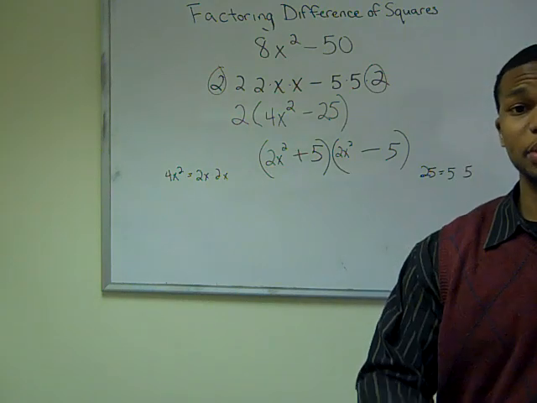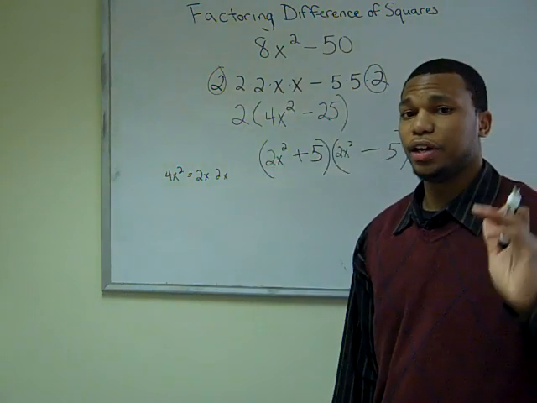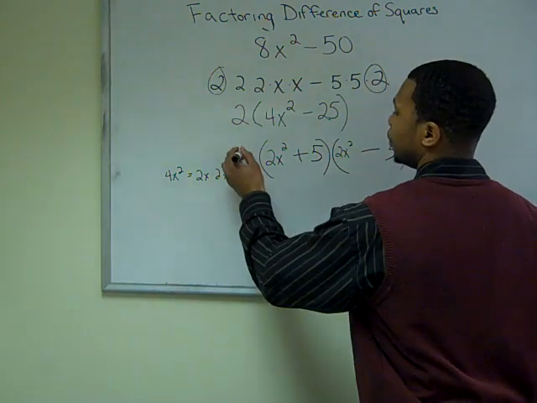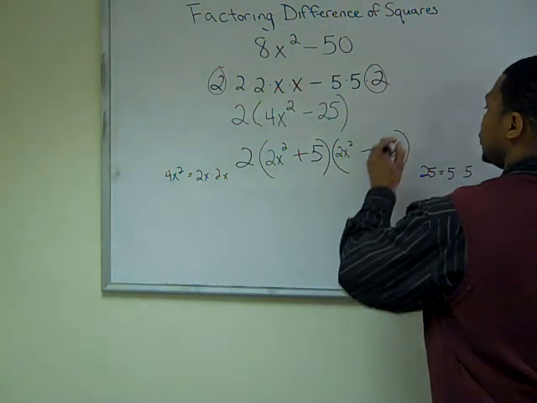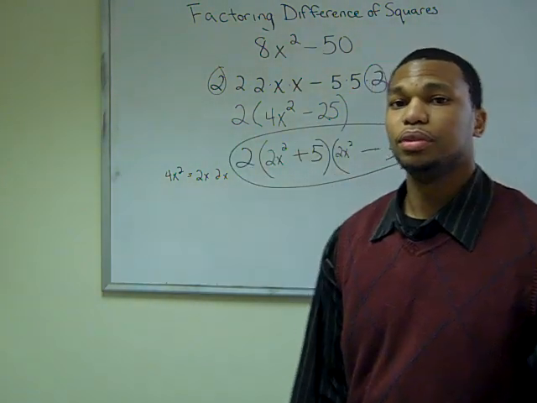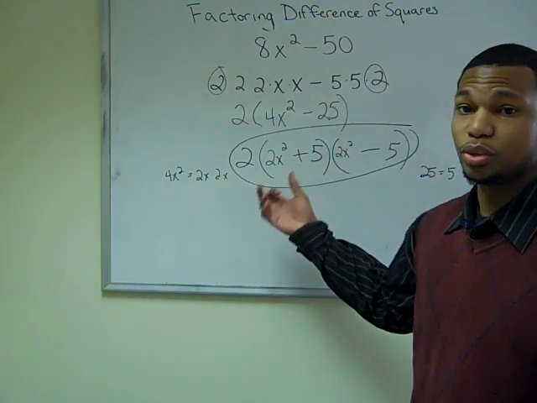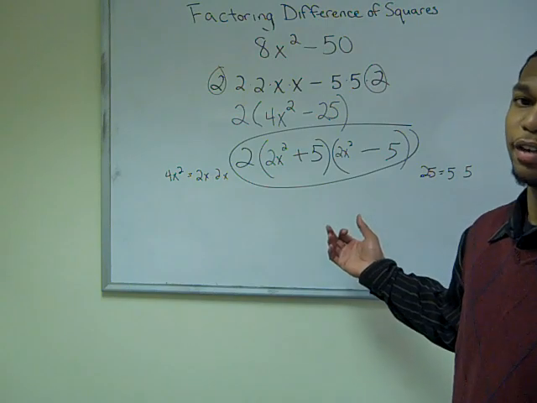Next question is, what happens to this 2? Do we just get rid of it? Well, no, we can't just get rid of it. What we do is we bring the 2 down. So our fully factored solution is 2 times the quantity of 2x plus 5 times the quantity of 2x minus 5.